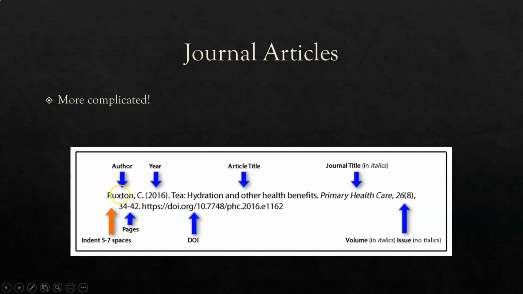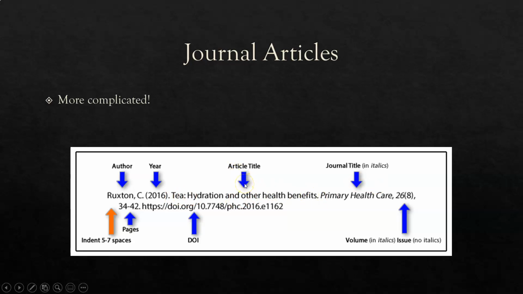So you're going to start with the author or authors' names. So it's going to be Ruxton, comma, C, period, space, then the year of publication. Okay, just the year. Even if you know the month and the date that it was published, APA only wants you to put the year there in the bracket. Then you're going to have the title of the article. So in this case, it's Tea, colon, hydration and other health benefits, period.